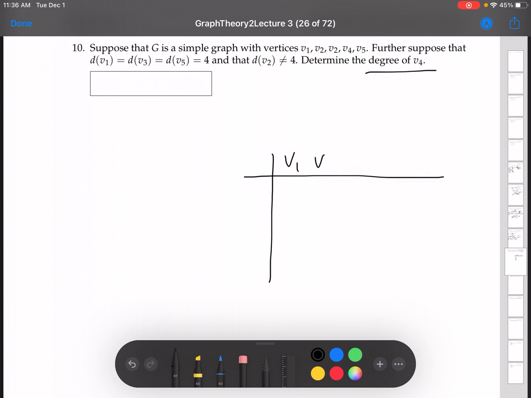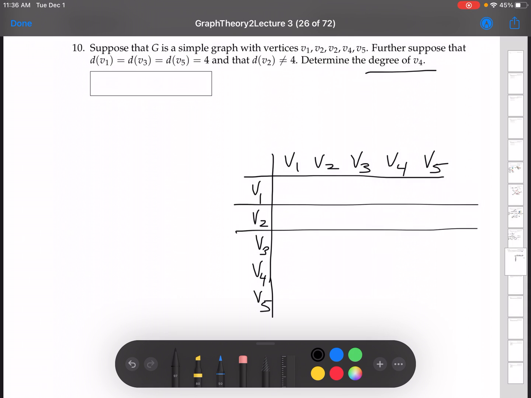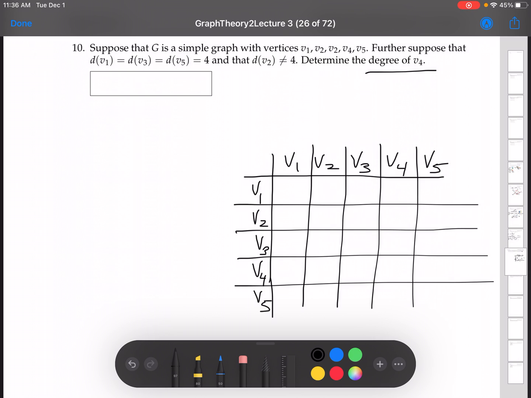So let's do that. V1, V2, V3, V4, V5, and V1, V2, V3, V4, V5. And we can even draw these little grid lines in there to keep ourselves organized. Okay, there we go. It's a simple graph, so there are no self loops. So immediately we know there are zeros like that.